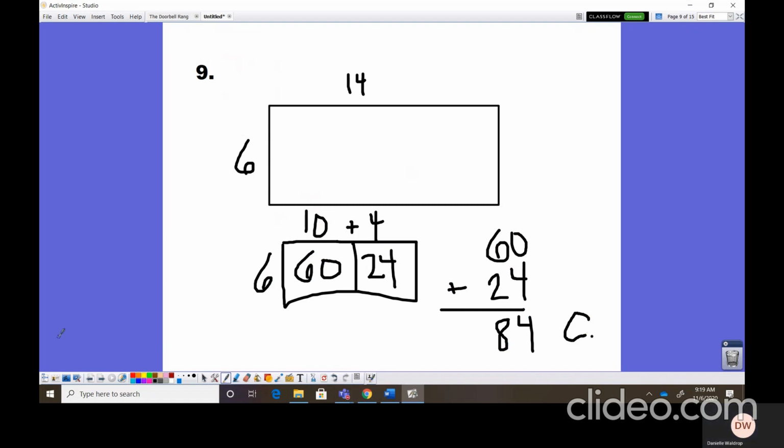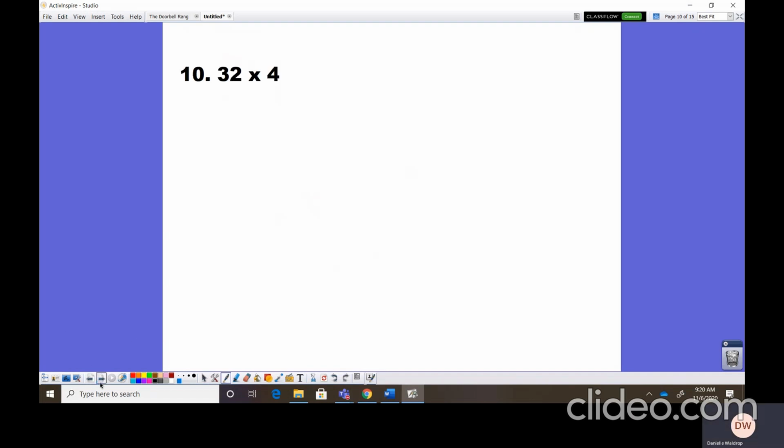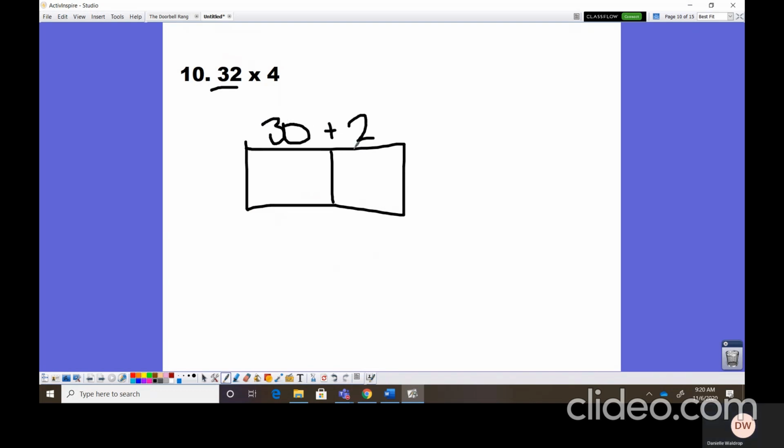Okay. Now numbers 10 through 13, it wants you to draw an area model for everyone. So 32 times 4, it's a 2-digit number by 1 digit, so I need 2 boxes. So I'm going to draw, and I'm going to do my expanded form. So 30 plus 2 times that 4.